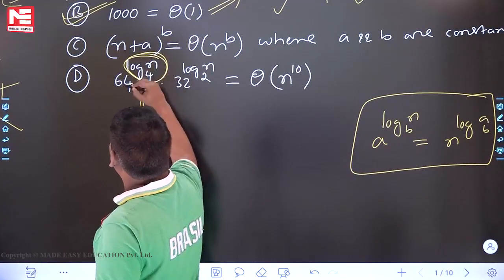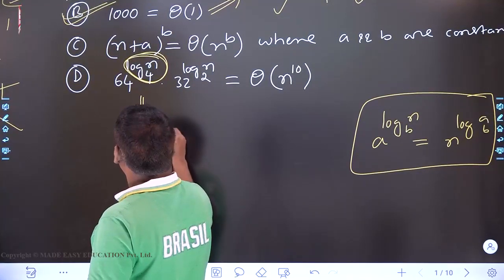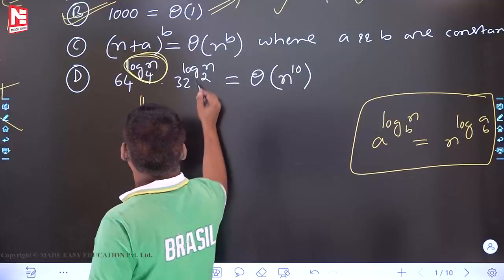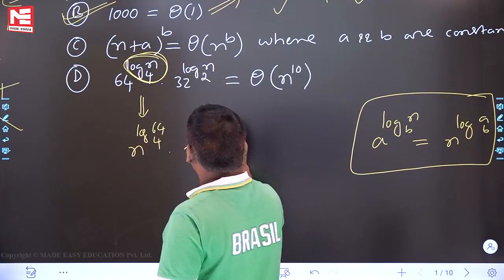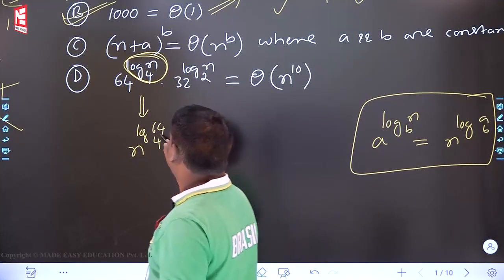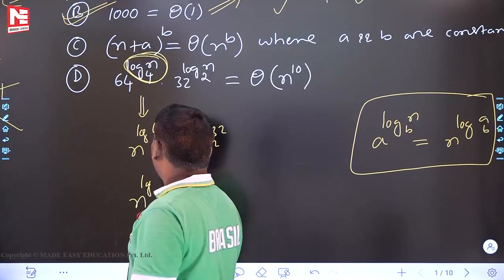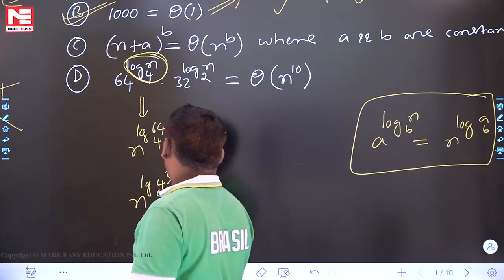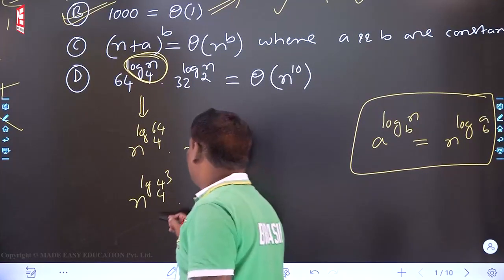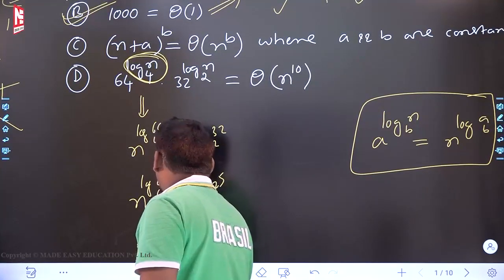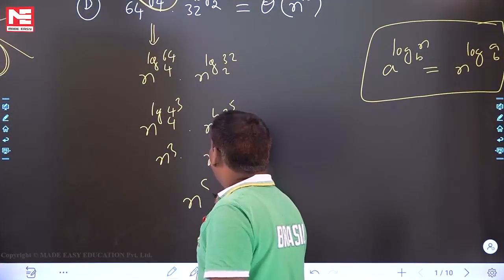So, what is the answer? N will come down, 64 will go up. N power log 64 base 4 into, what about here, also in the power log is there? N power log 32 base 2. 64 can be written as n power log 4 cube base 4. Next one, n power log 2 power 5 base 2. What is the answer? N cube. It will go to n power 5. Both combined, n power 8.